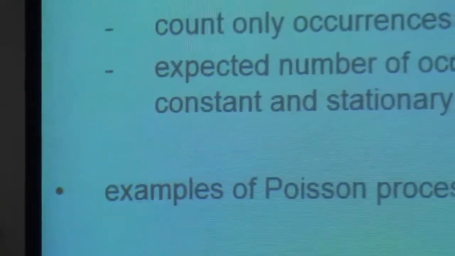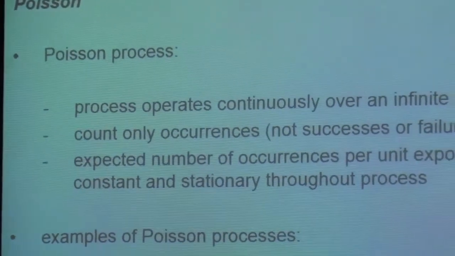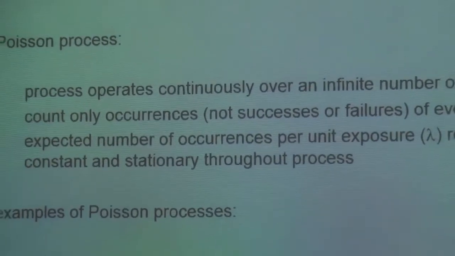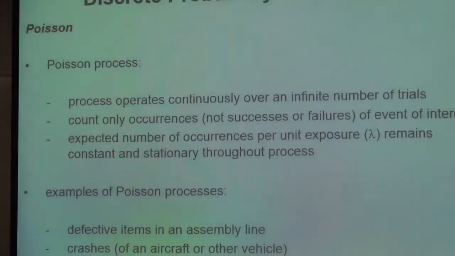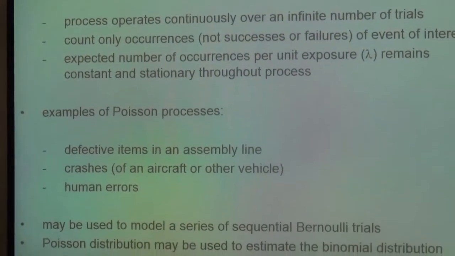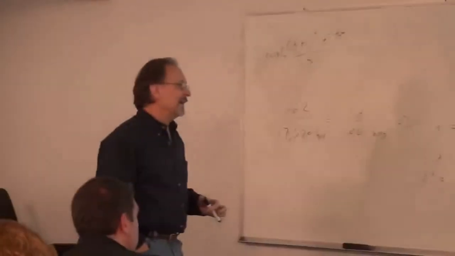Like I said, over a theoretically infinite number of trials, you count the events of interest, and then the expected number of occurrences per unit exposure is our lambda. And these are some examples: defective items, crashes, human errors. All of that stuff is a Poisson process, theoretically.